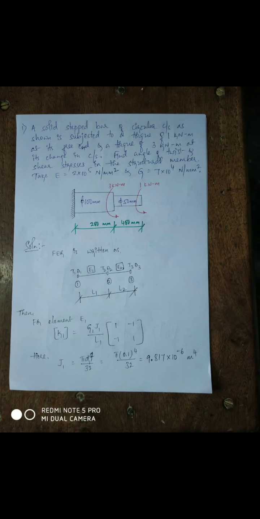As per FER, there are three nodes, 1, 2 and 3. On node 1, torque T1 is applied, that causes an angular displacement theta 1. On node 2, torque T2 is applied, that causes an angular displacement theta 2. On node 3, torque T3 is applied, that causes an angular displacement of theta 3.